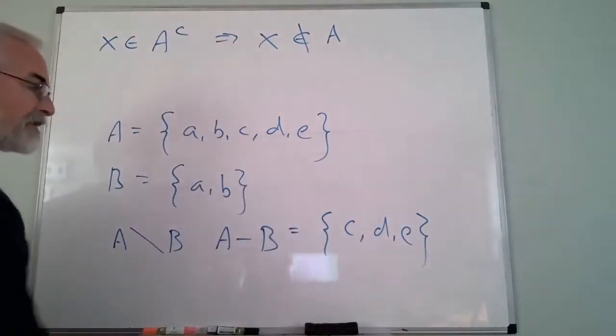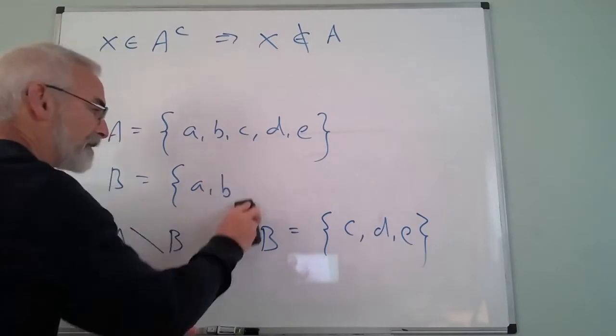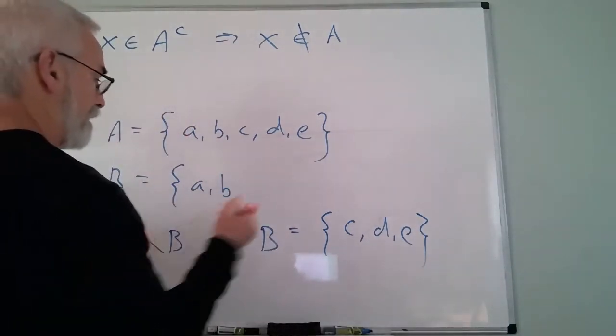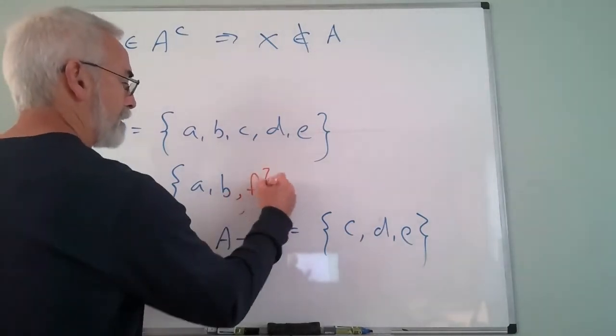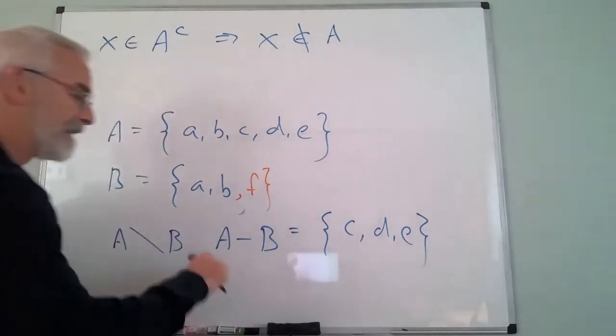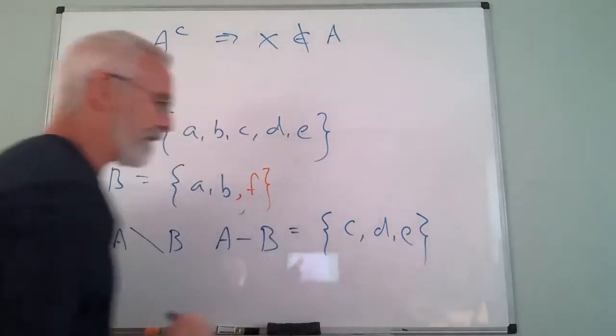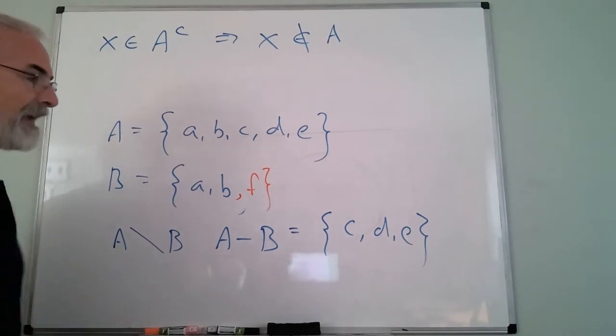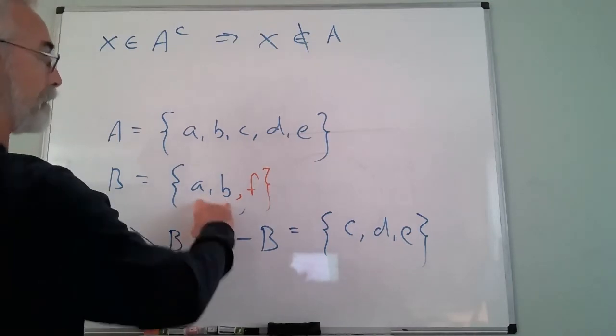So the question is, what if I do this? I'm going to add that element to the set. Is this still the same thing? I want to remove all of B that is in A, which means I'm removing the A and the B.